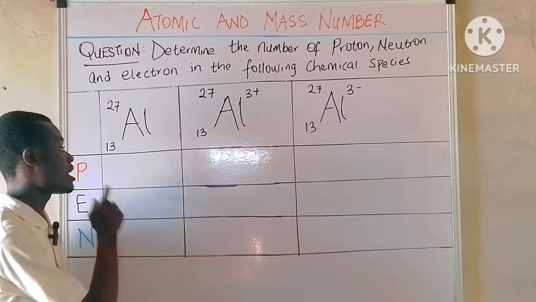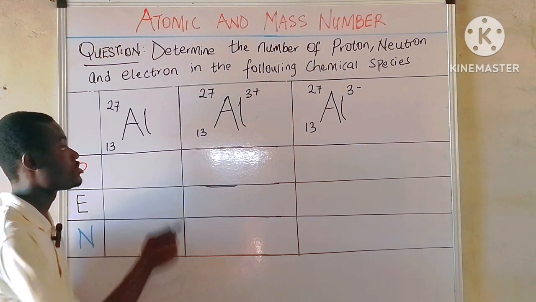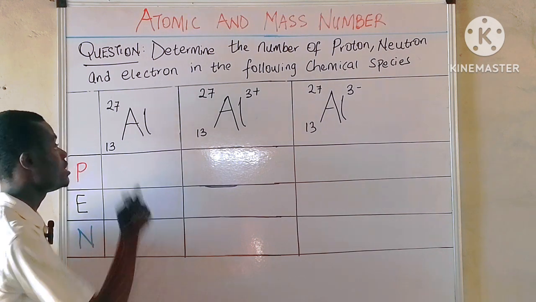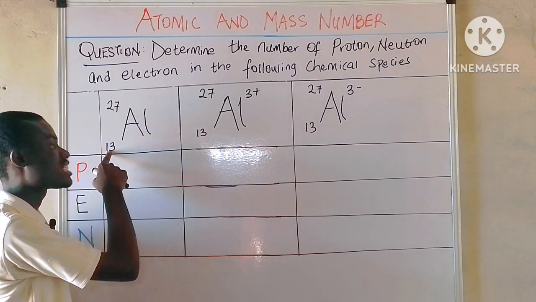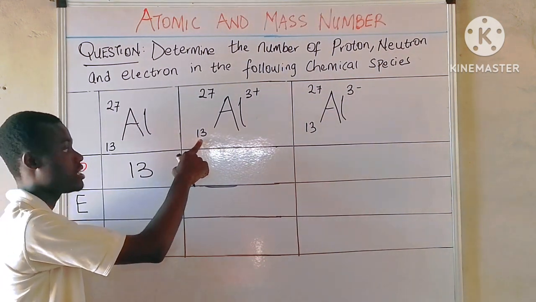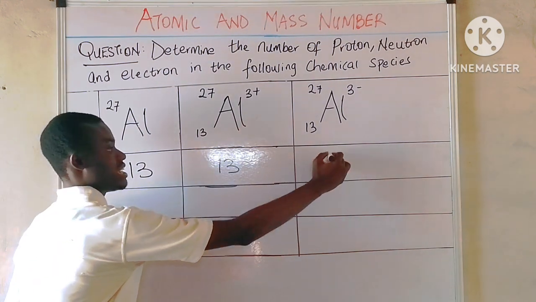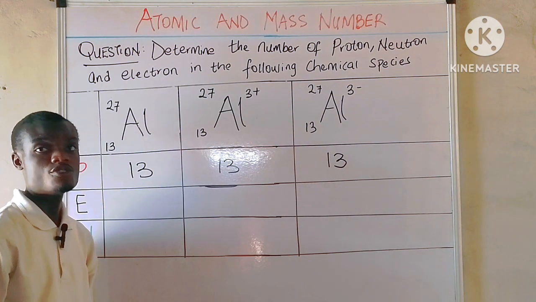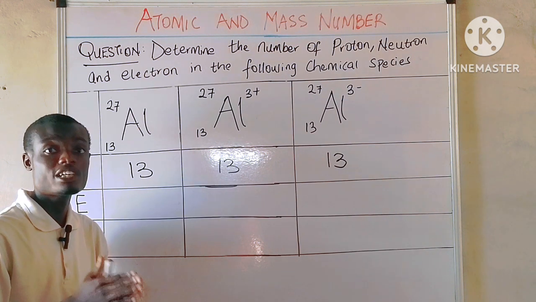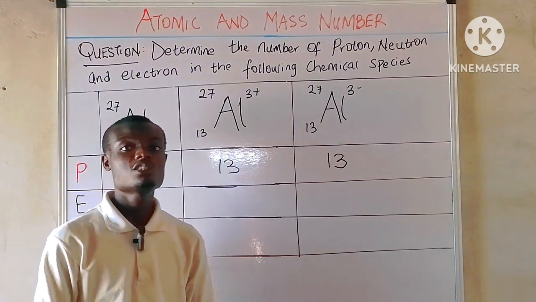So the proton number is the same thing as the atomic number. And like we said, it is written as a subscript beneath the various atoms. So in this case, the atomic number is 13, hence the proton number is also 13. Remember that the proton number is constant for every element. If the proton number changes, then that element is no longer that particular element. So we have gotten the number of protons.